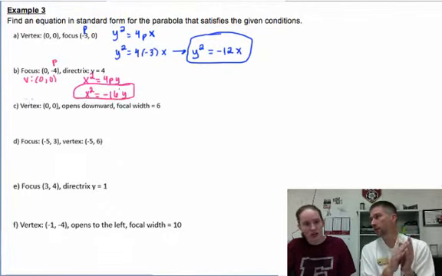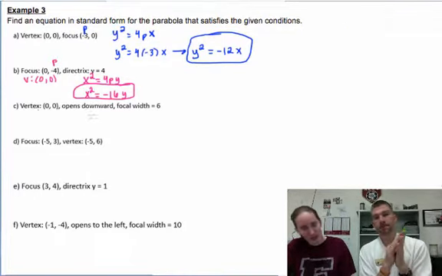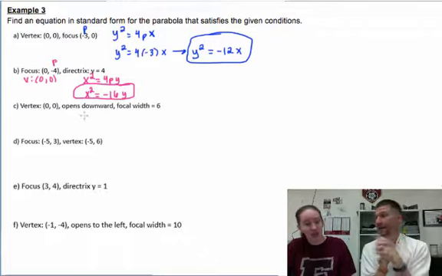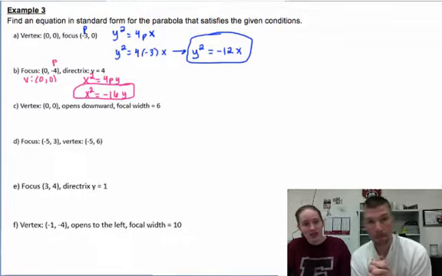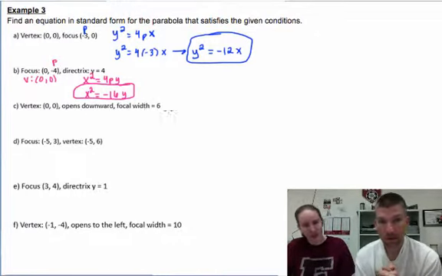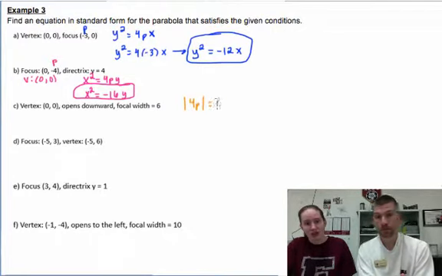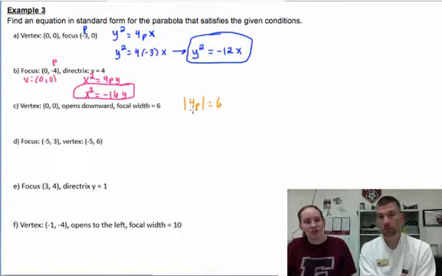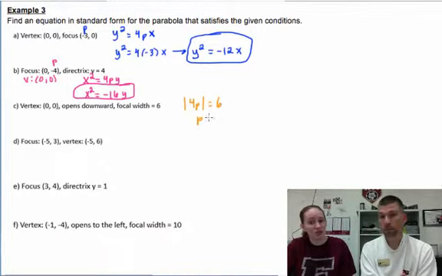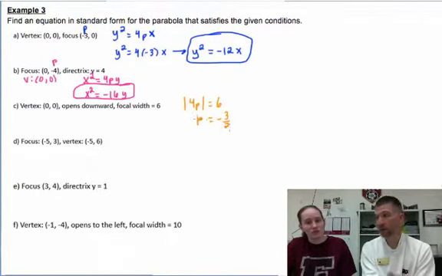They're just fun. How could you not like this as a mathematician? Vertex is 0, 0. It opens downward, so that tells us which column to look at. And it also tells us what p is going to be. P is going to be negative. Exactly, and that's helpful because this focal width is 6. That's 4p, the absolute value of 4p. So this could end up being either a positive 3/2 or a negative 3/2, but because they told us it opened downward, we know it needs to be negative. If you open left or down, p is going to be negative.